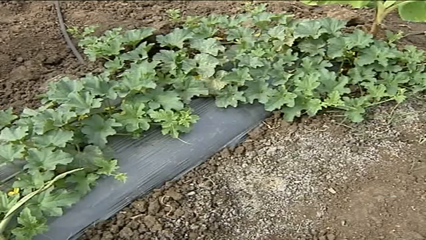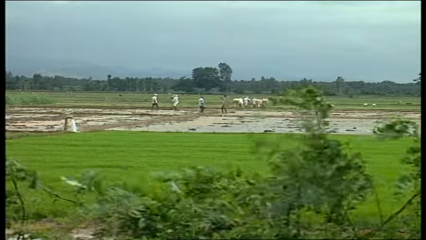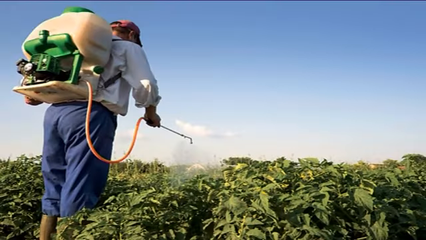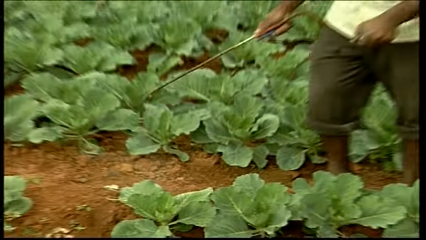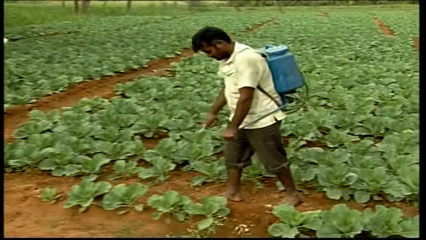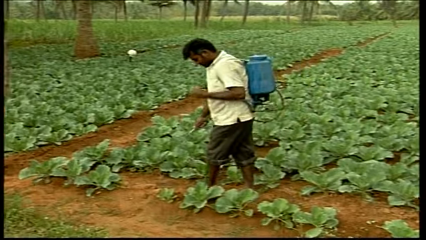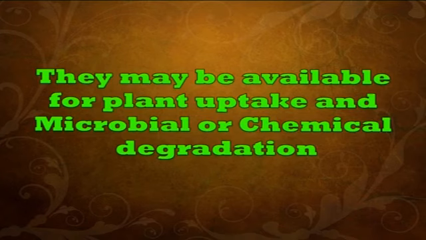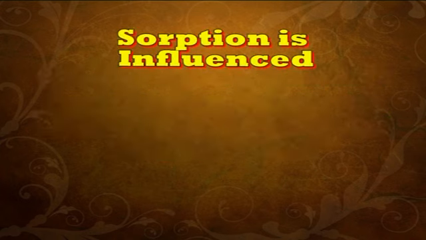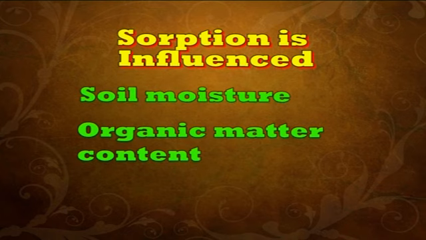Sorption describes the attraction between a chemical and soil, vegetation or other surfaces. However, sorption most often refers to the binding of a chemical to soil particles. Pesticides that are sorbed to soil particles are more likely to remain in the root zone where they may be available for plant uptake and microbial or chemical degradation. Sorption is influenced by soil moisture, organic matter content and texture.